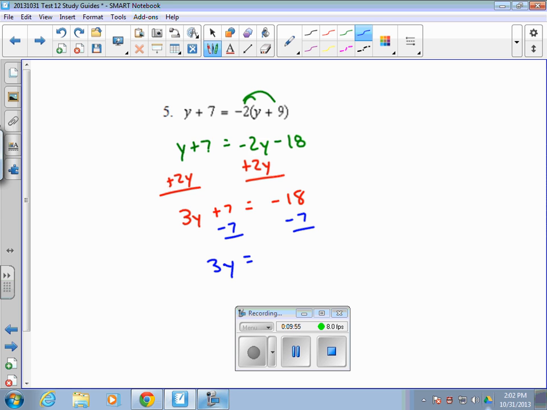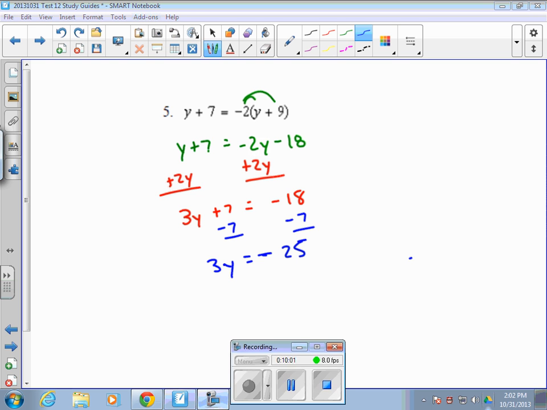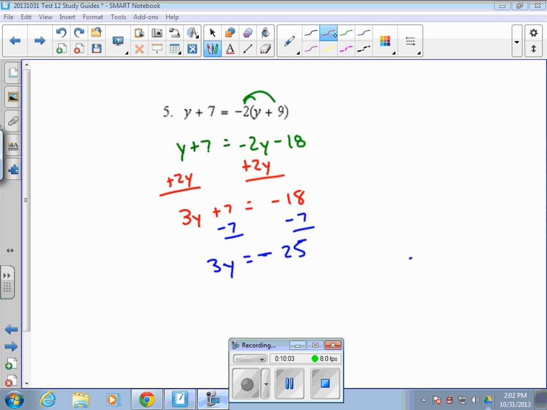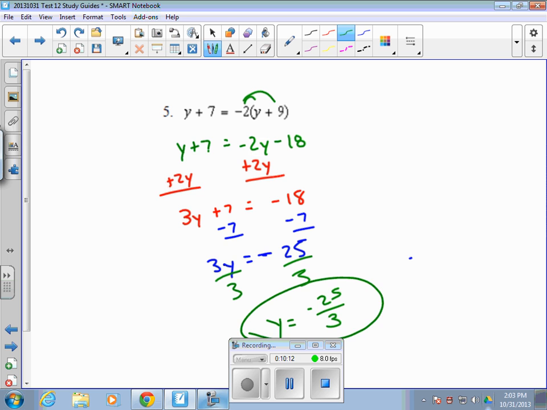3y equals negative 25. And then get y by itself by dividing by 3 on both sides. 3 is not going to go into 25, so y equals negative 25 over 3.